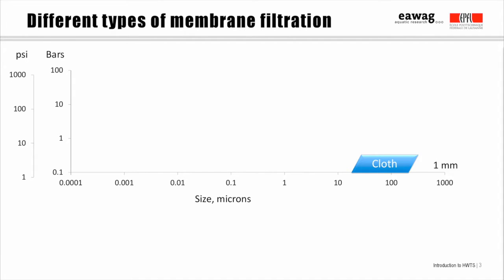Different types of membrane filtration can be defined on the basis of the pore size, or the size of materials that can pass through the membrane. Membranes with smaller pores will exclude more particles and even dissolved substances, but will require more pressure to force water through the membrane. First, you can think about simple cloth filtration.